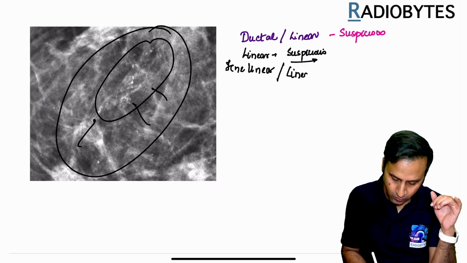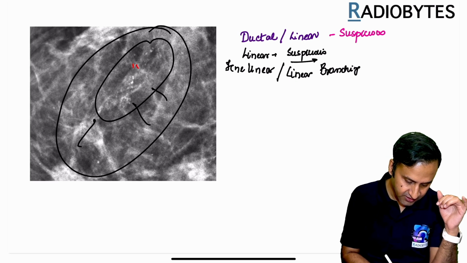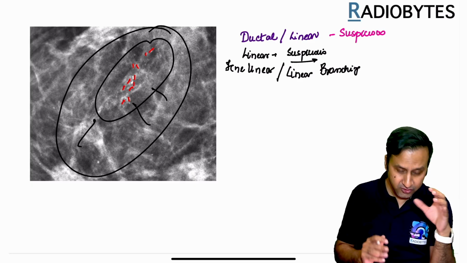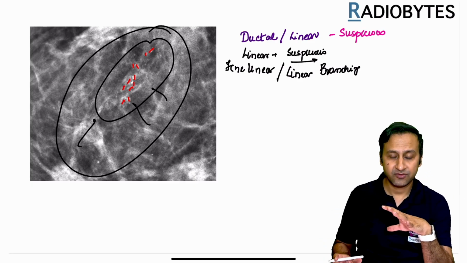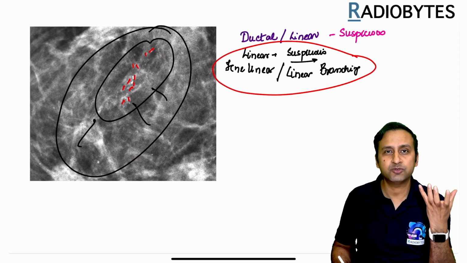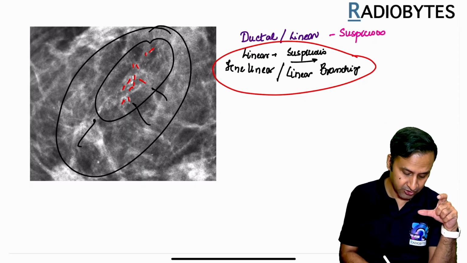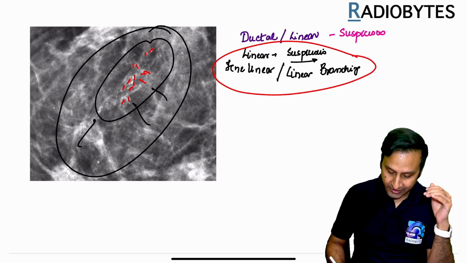Linear branching. Why? Because if you would have noticed carefully, then you can see that these calcifications are actually branching or deviating from the central linear area. So if you have these fine linear branching pattern of calcification, these are very, very suspicious. In fact, the most suspicious for harboring malignancies are these calcifications. Just keep this image somewhere in the back of your mind so that you remember it for the rest of your lives.